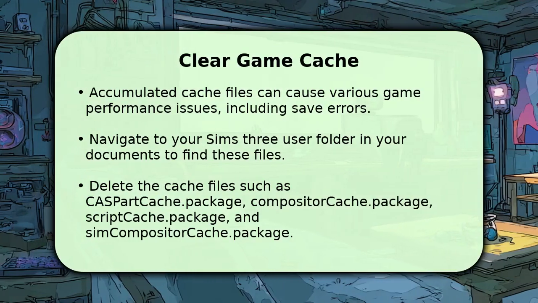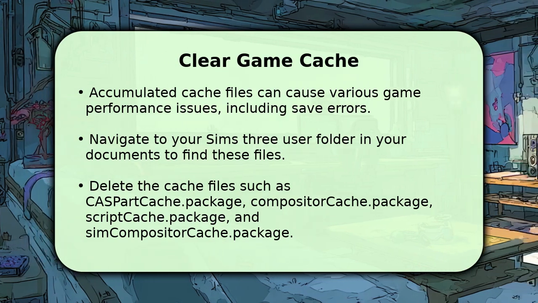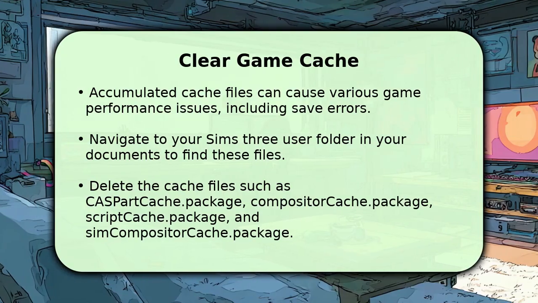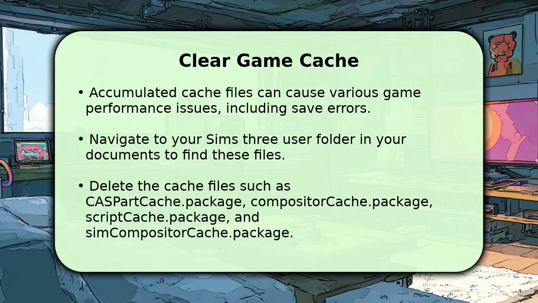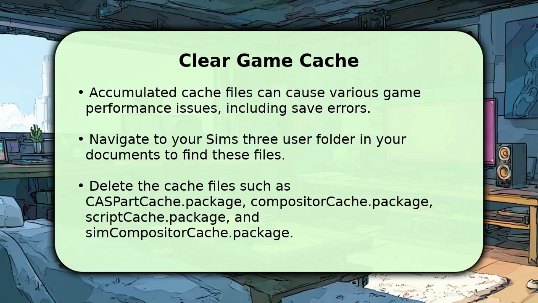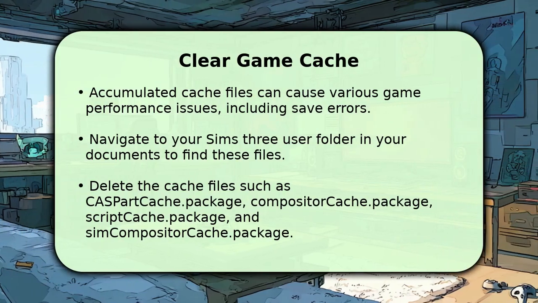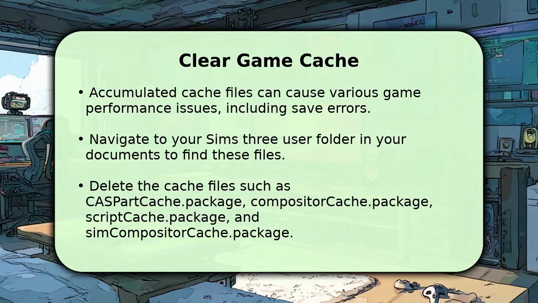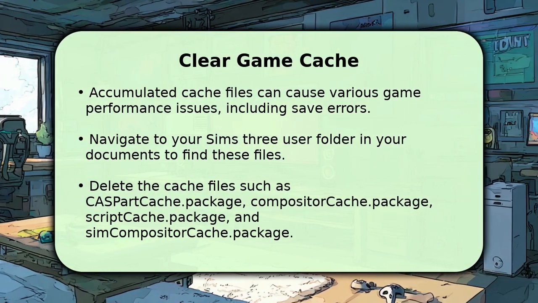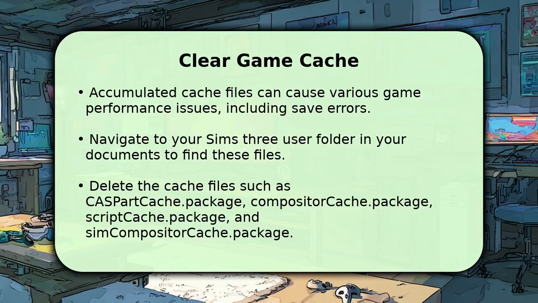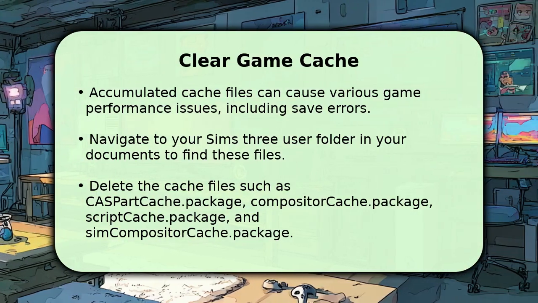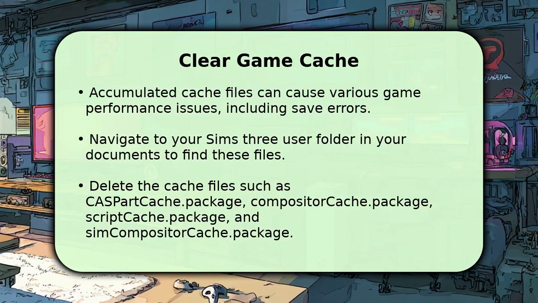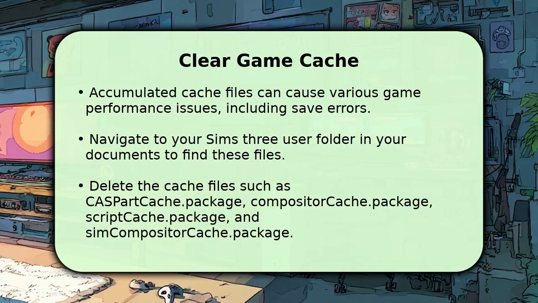Next, let us clear out the game's cache files. Over time, these temporary files can become corrupted and lead to problems like error code 16. Go to your Documents, Electronic Arts, then the Sims 3 folder. You will find files like CAS part cache package, compositor cache package, script cache package, and sim compositor cache package. Delete these 4 specific files. Do not worry, the game will regenerate them as needed. This simple maintenance step can significantly improve game performance and save reliability.